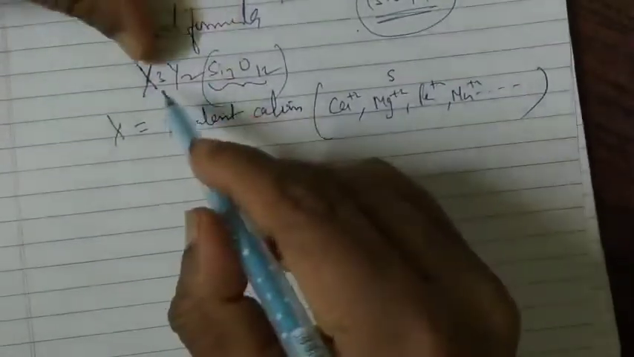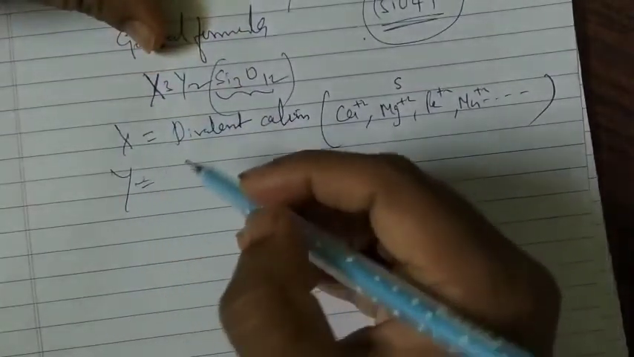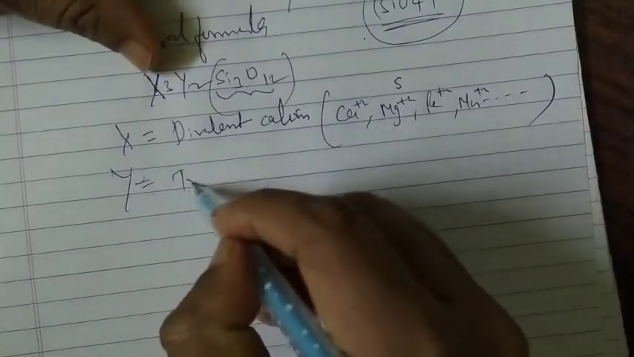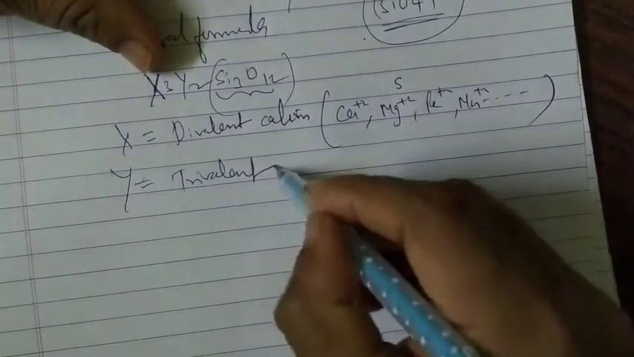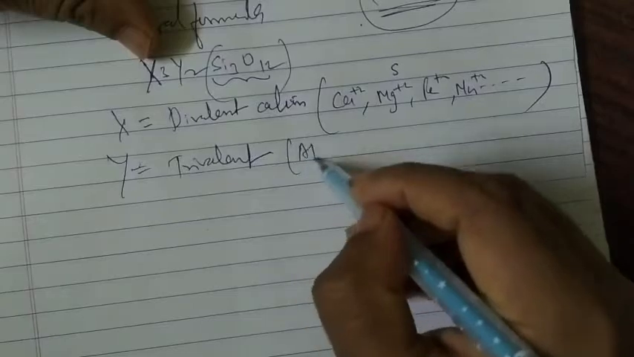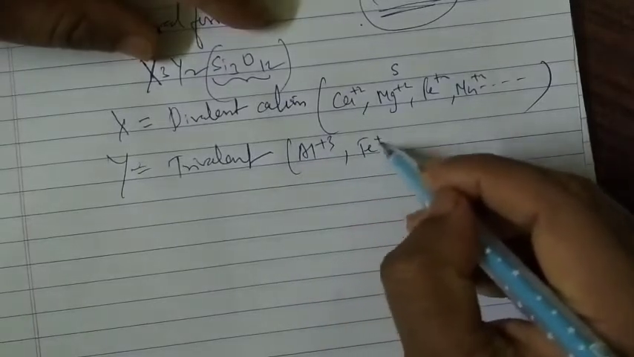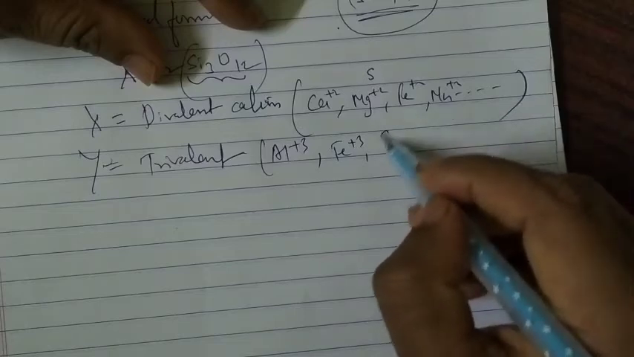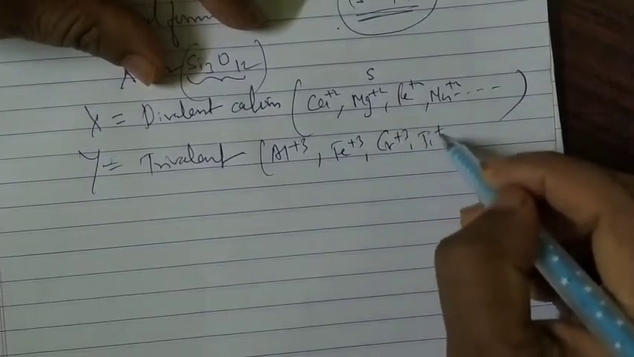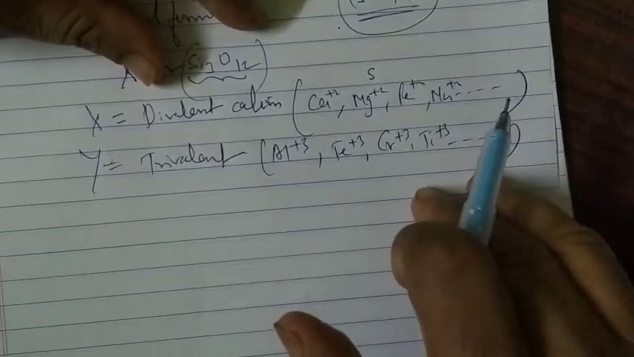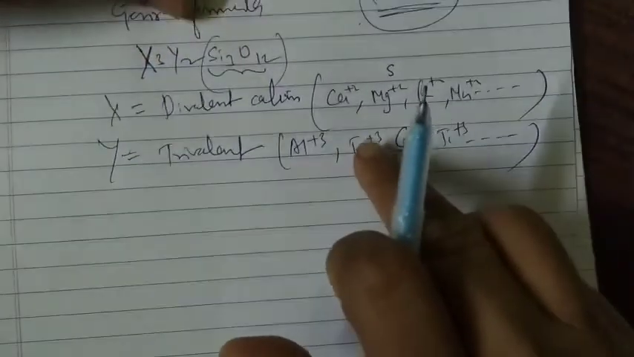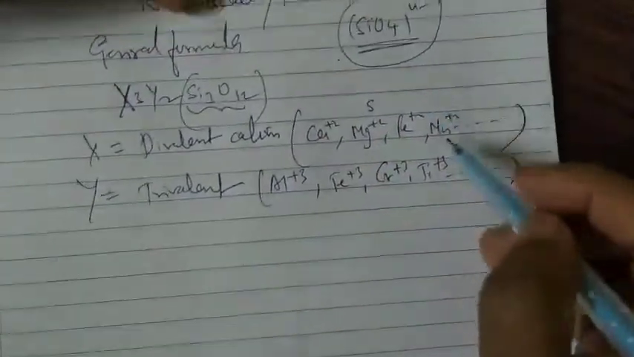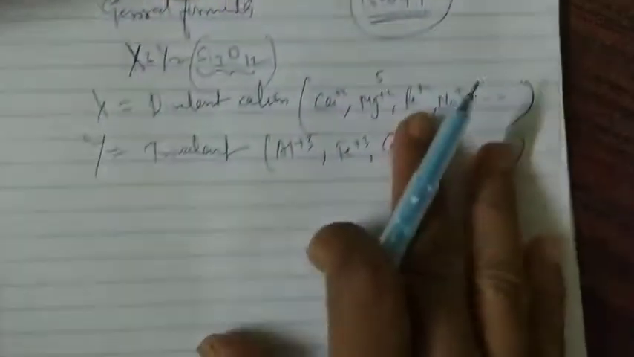And Y is trivalent, like Al+3, Fe+3 (ferric), chromium +3, titanium, like this. So this is how X and Y are termed, and Si is common and will be there.